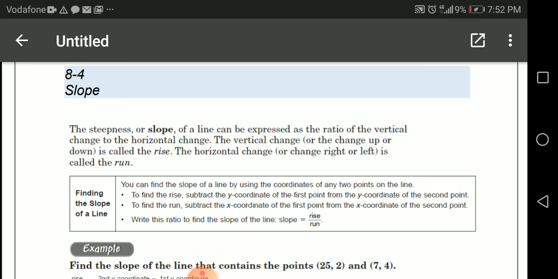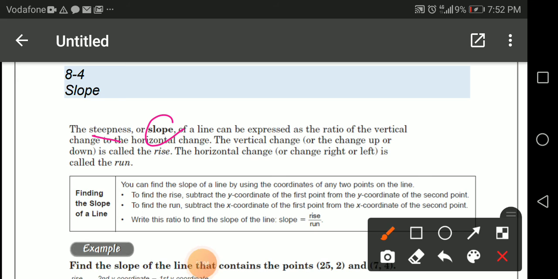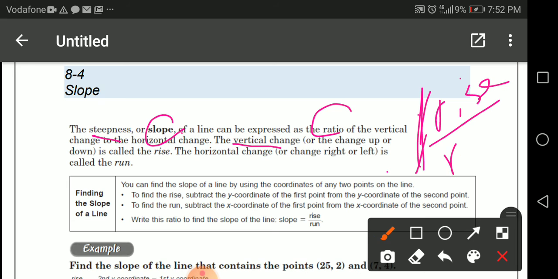So the steepness, if I'm talking about the slope, slope is what? The steepness of a line can be expressed as, okay, the slope, guys, is the ratio between rise and run. So rise and run. When I say rise, this is the vertical change, up or down. Vertical change means up or down. This is the rise, over what? Over run. Run means what? Right or left. So rise, up and down. Run means right or left.